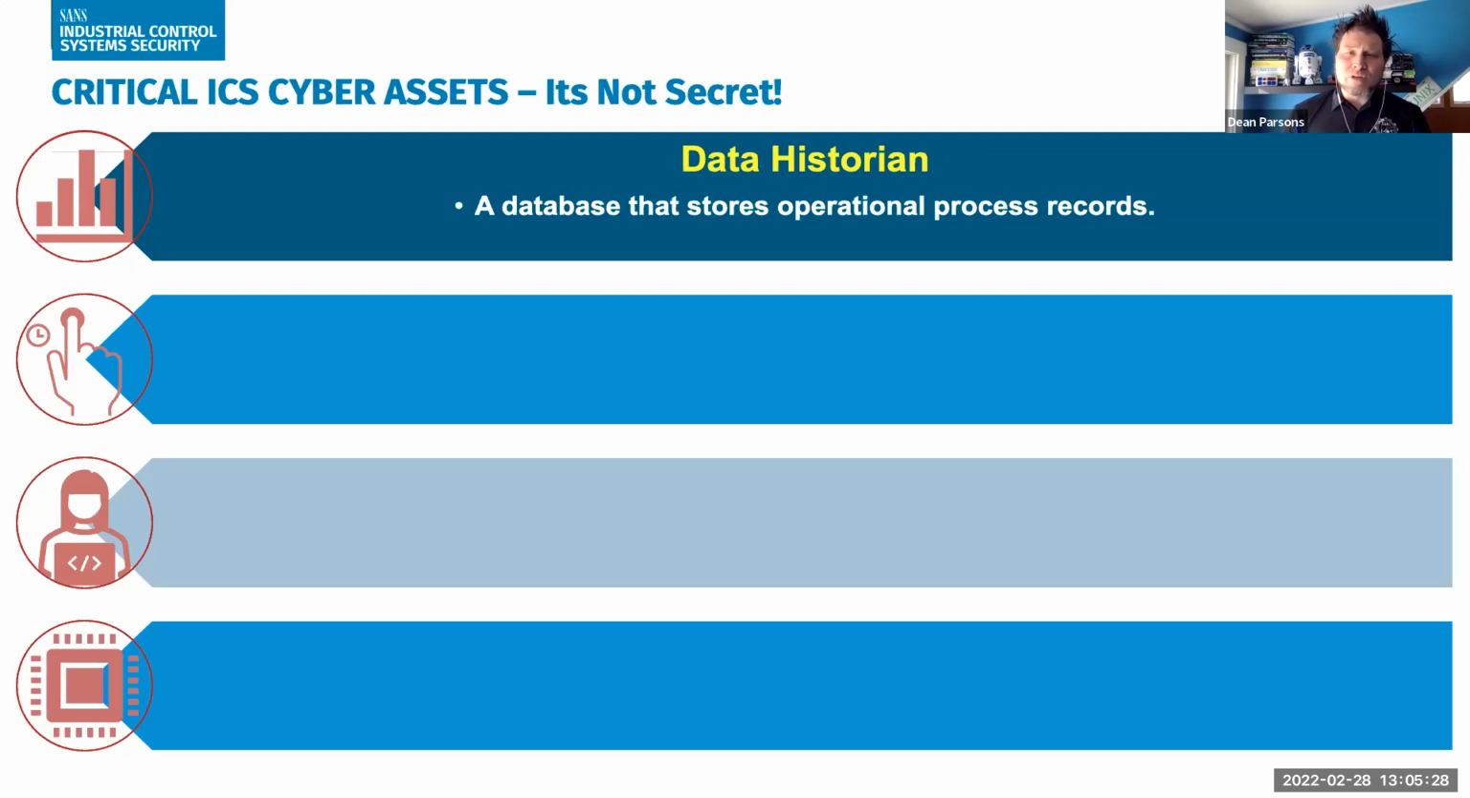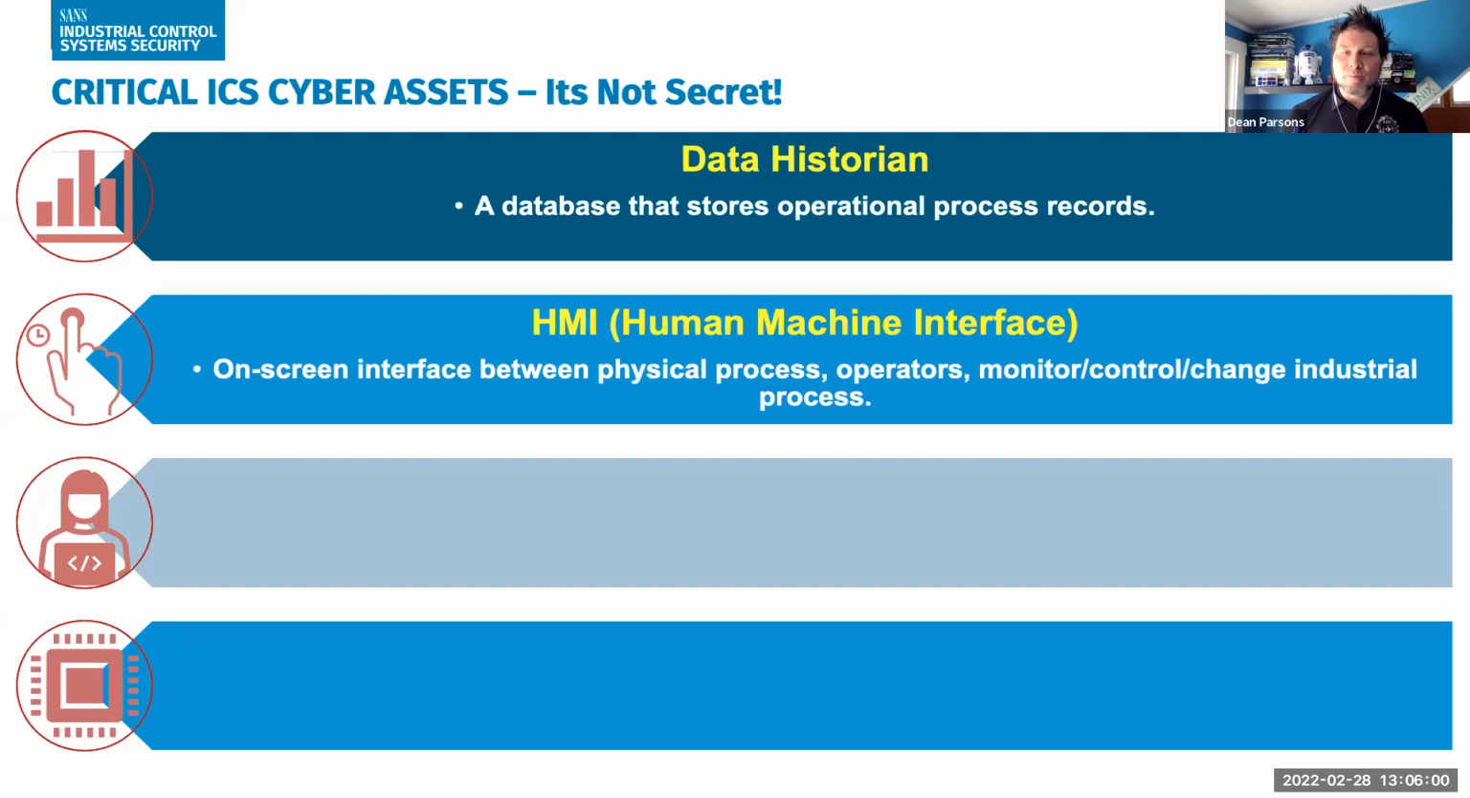The data historian, of course, is generally a database that stores operational process records. So if you're in the electric power industry, for example, it's going to store things like the load on the system, the demand of electricity in a region, and so on and so forth. Similarly, if the data historian is in a pharmaceutical environment, it's going to have records such as the types of medication being produced, and the recipe essentially of that medication, vaccine, or some kind of other medical product.